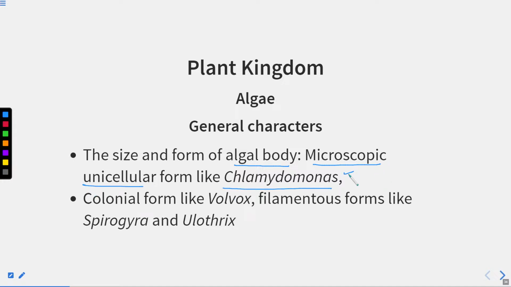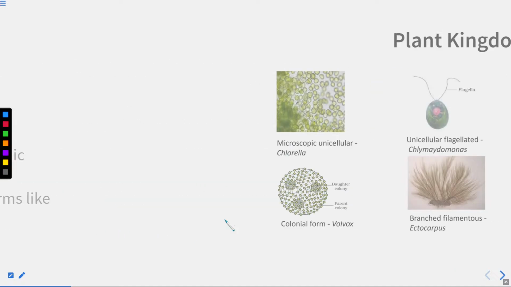They are microscopic. You cannot see the chlamydomonas with your naked eye. You need an aid, that is a microscope, and they are unicellular algae. Colonial forms like volvox and filamentous forms like Spirogyra and Ulothrix. So let us see the figure.